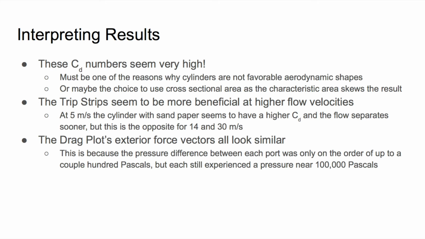We also noticed that the drag plot and exterior force vectors all look very similar. Now, this is probably because we took the pressure measurements given from the wind tunnel, which are differences between the port measurements and the tube at the front of the wind tunnel, and converted them to total pressure. In this case, they're all on the order of about 100,000 pascals, so a variation in just a couple hundred or even 1,000 of these is only going to be about a 1% difference. So when we plot these pressure or force vectors around the cylinder, they all only vary by about 1% in length. Therefore, they all look about the same.